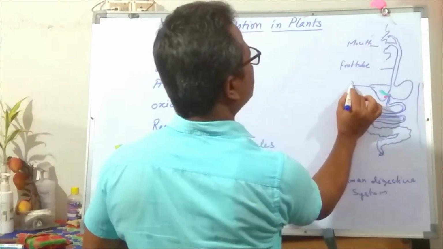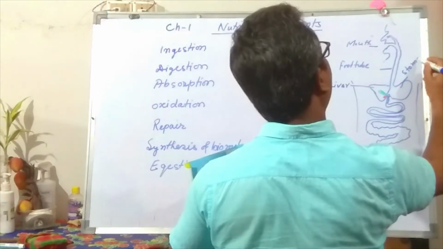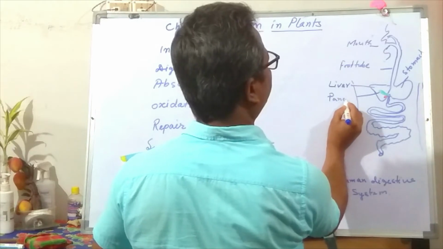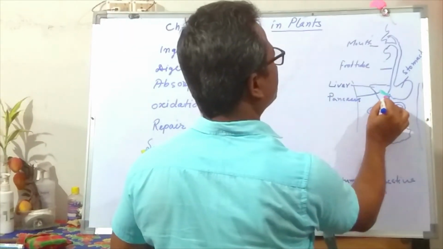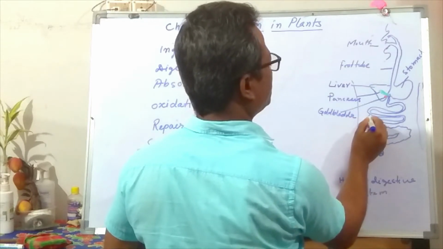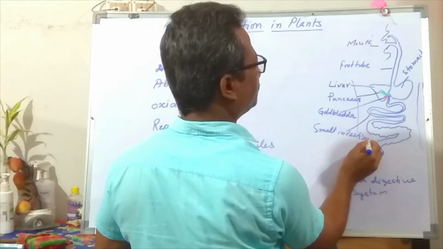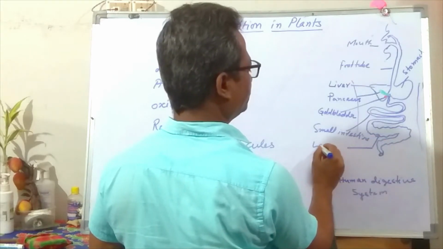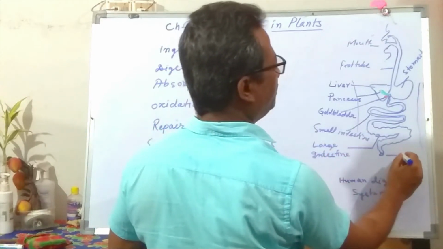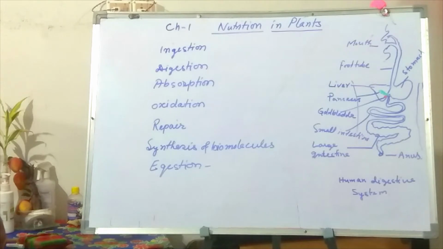Food tube. This is the liver. This is the stomach. This is the pancreas. This is the gallbladder. Small intestine. Large intestine. And the anus. This is the digestive system of the human being.